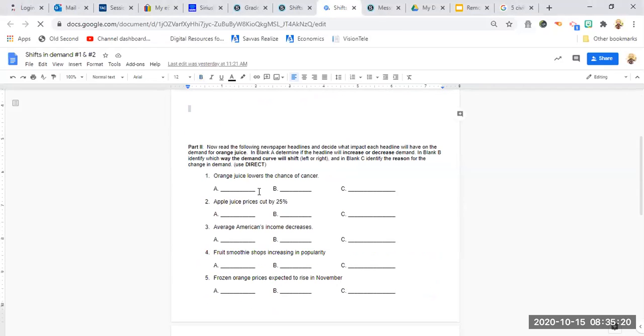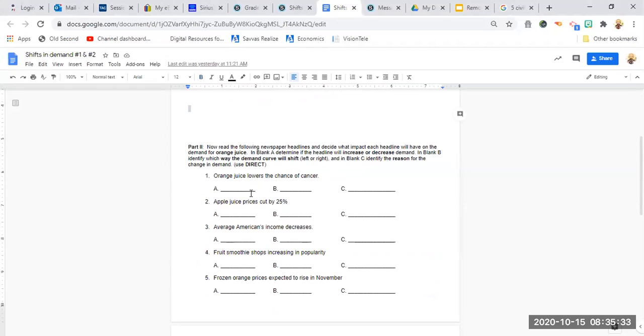Now, on the assignment, let me pull up the assignment here, and hopefully this will make some sense. I would be assuming here that for you, graphing this stuff was a piece of cake. So we're not necessarily going to overly worry about the first part. If we look at the bottom part, in part 2, what you're doing is reading headlines from a newspaper and trying to determine what happens to the demand of orange juice.